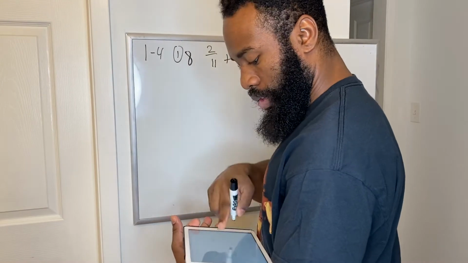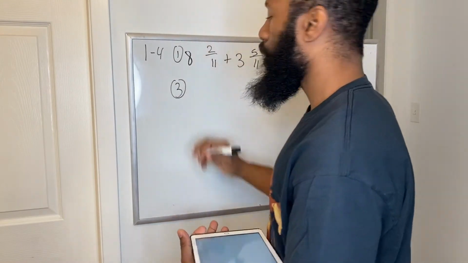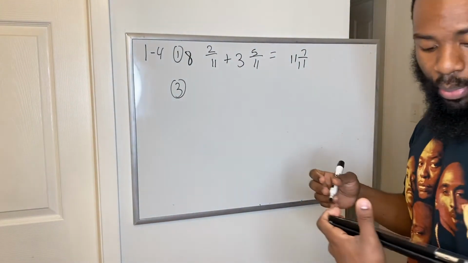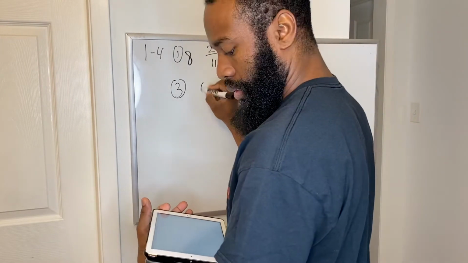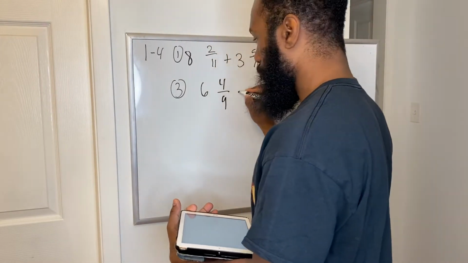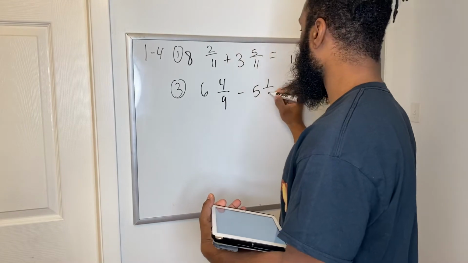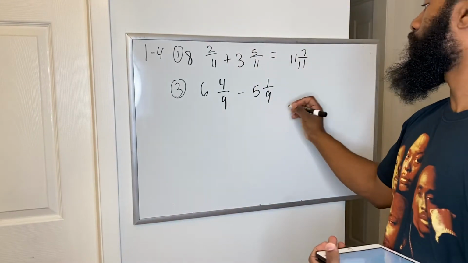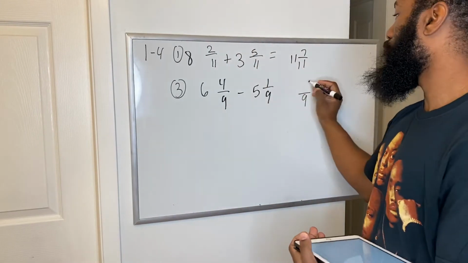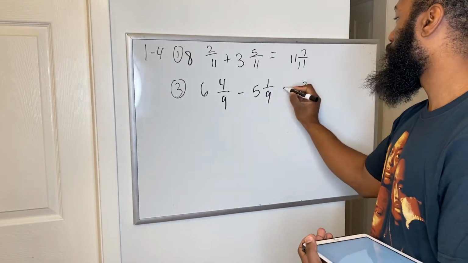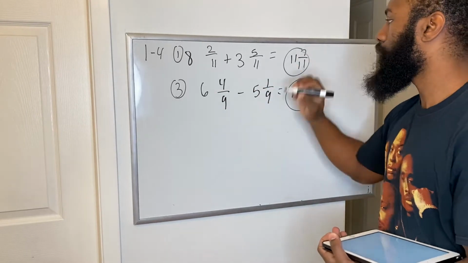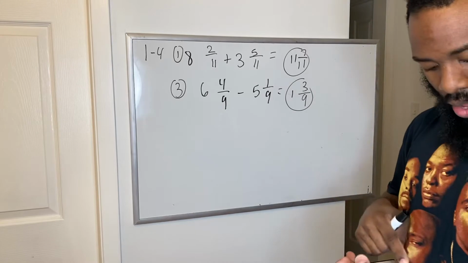Actually, we're going to go to 3, right? Subtracting mixed numbers with the same denominator. So you've got 6 and 4/9 minus 5 and 1/9, right? The denominators are the same. 4 minus 1 is 3. 6 minus 5 is 1. There you have it.